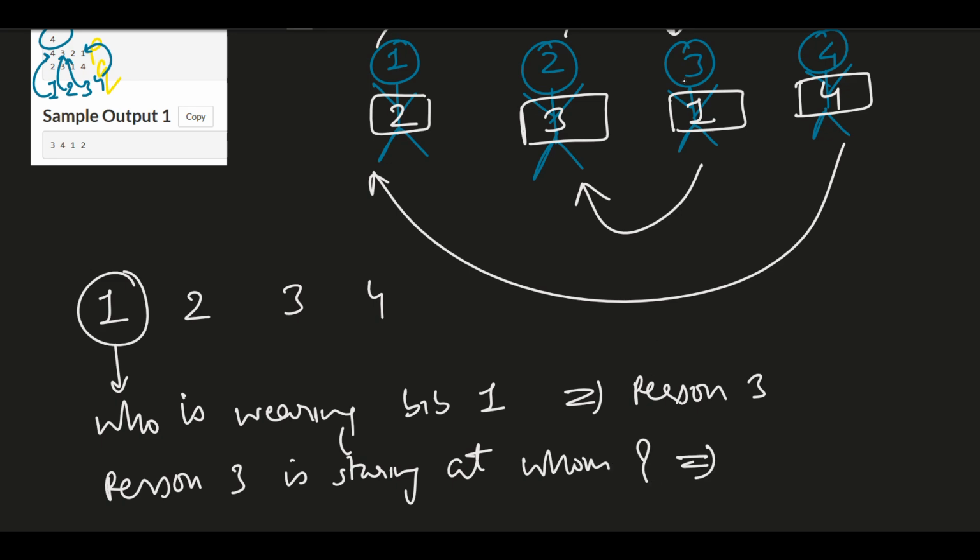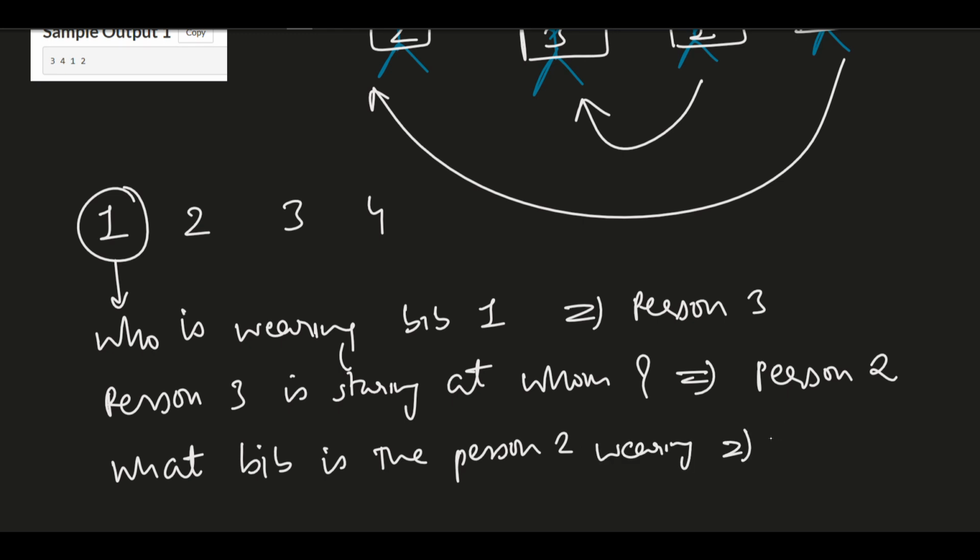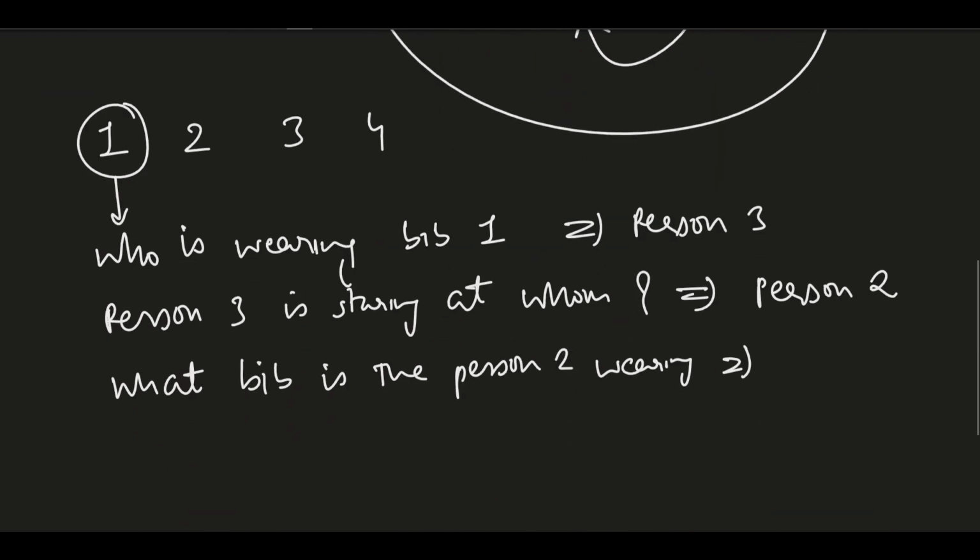So person 3 is staring at person number 2. Now, what bib is person 2 wearing? As you can find, person 2 is wearing a bib of number 3. So the final answer for the first one is 3.